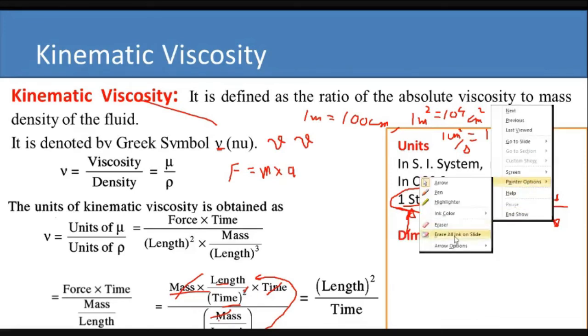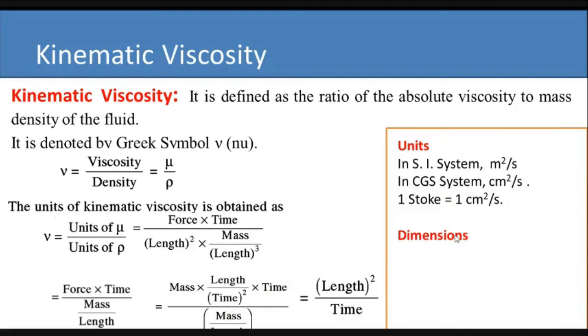Okay, remember this conversion from a problem solving point of view. The next is dimension. Now we know the dimension of kinematic viscosity nu will be the ratio of the dimension of absolute viscosity mu to the dimension of mass density rho. The dimension of absolute viscosity is M to the power 1, L to the power minus 1, T to the power minus 1, divided by the dimension of mass density rho, which is M1 L minus 3.